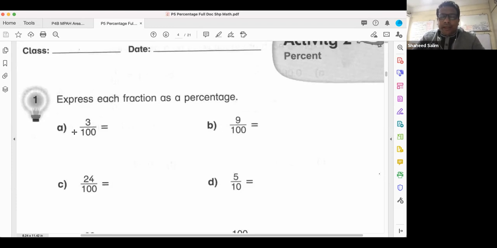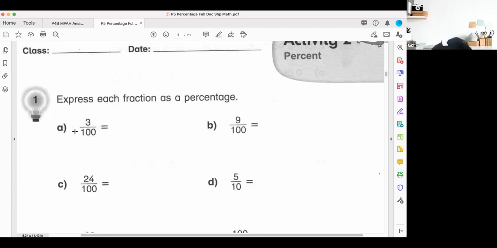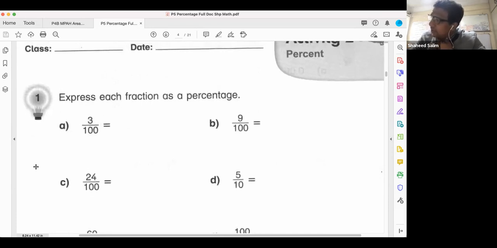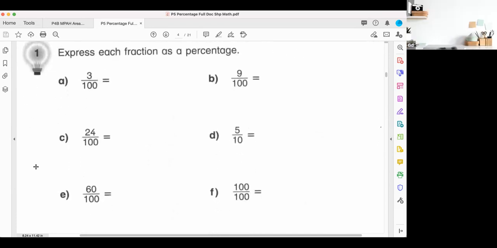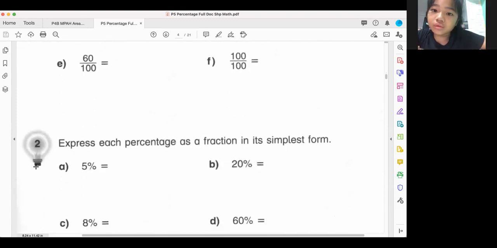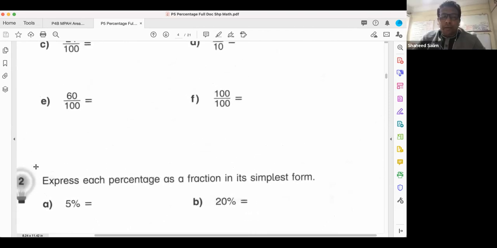Naomi, what's the answer for A? How many percent? Akil, B. Just say it, Akil. How many percent? 9%. Okay. C. Akil. C. 24%. Okay. Naomi, F. 100%. Okay, good.